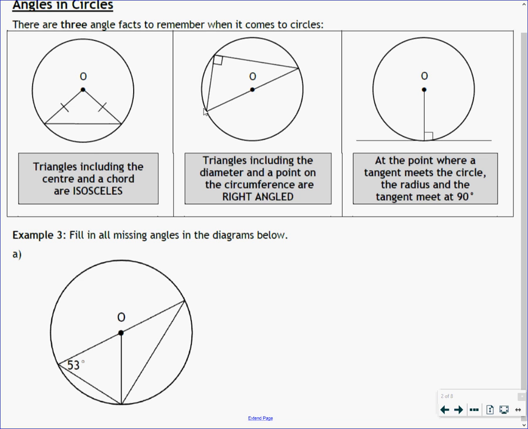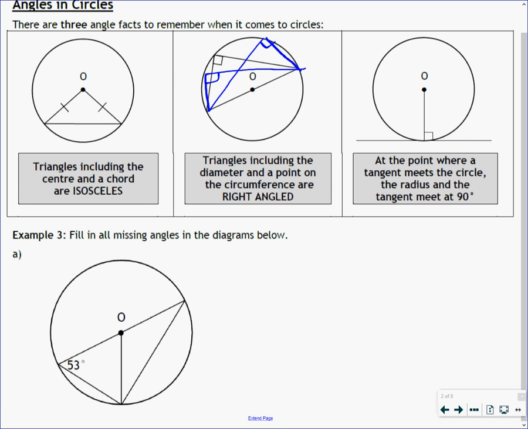Also, you'll remember that in a semicircle, if I was to draw two chords in a semicircle, it doesn't matter where I draw these two chords. I could draw the chord up to here and then down to here. They will always meet at right angles. Always. Okay? That always happens in a semicircle.